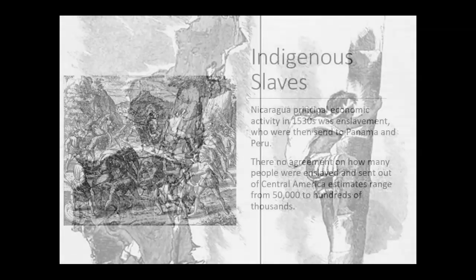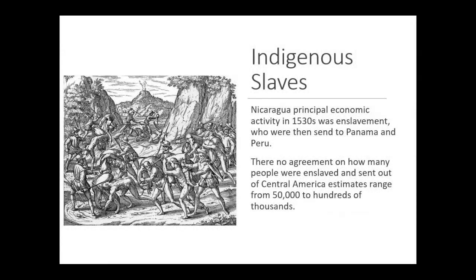Slavery was also a part of the Spanish colonial economy. Where mineral wealth and surplus agricultural production were absent, enslaving the natives proved more attractive to Spaniards who wanted to make a quick profit. Nicaragua's principal economic activity in the 1530s was the enslavement of natives, who were then sent to Panama and Peru. There's no agreement on how many people were enslaved and sent out of Central America. Estimates range from 50,000 to hundreds of thousands.